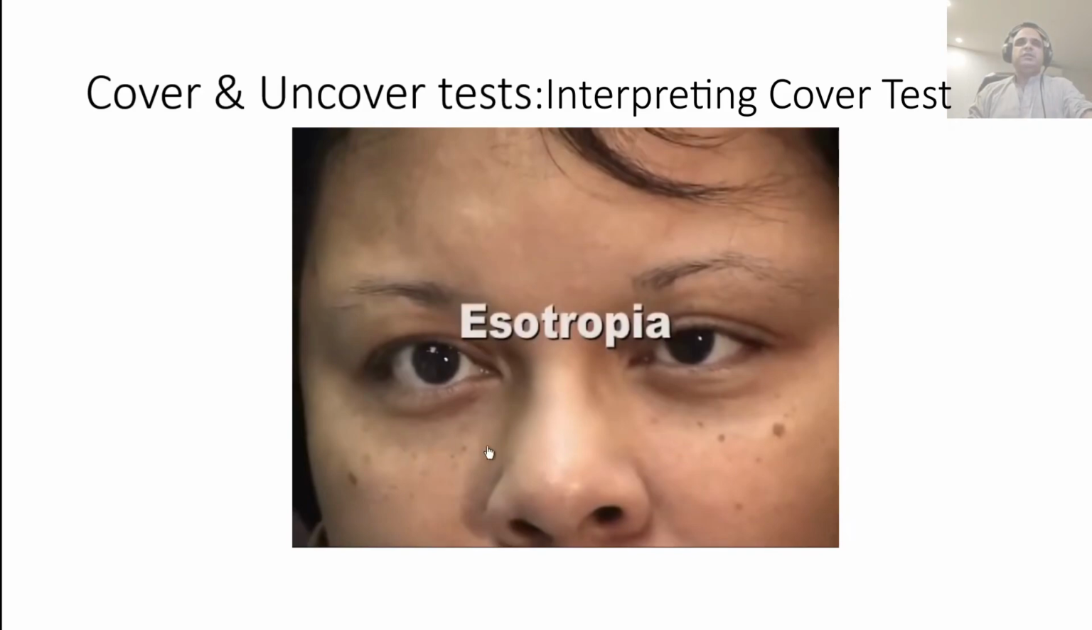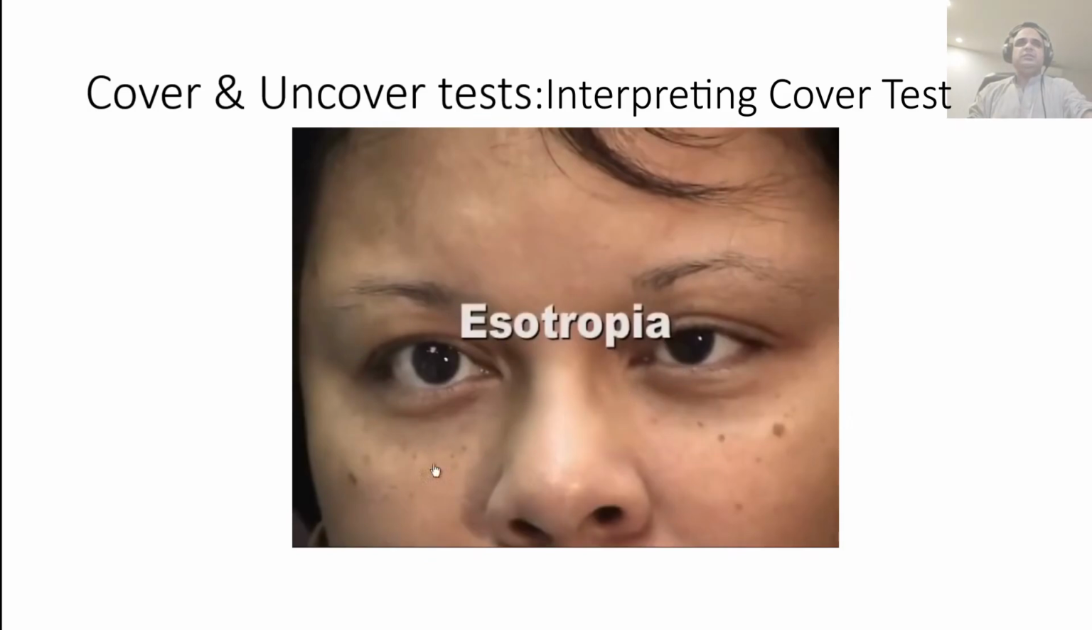And the first case is that of esotropia. Esotropia is when, under binocular viewing conditions with both eyes open, the eye is deviated inward. Now you might say that the reflex in the right eye is not central. It's because of the way the face is oriented. But here it's the left eye that's deviated inwards. And as per the instructions of the cover part of the cover-uncover test, we cover the good eye, the straight eye, to see what the deviating eye does.